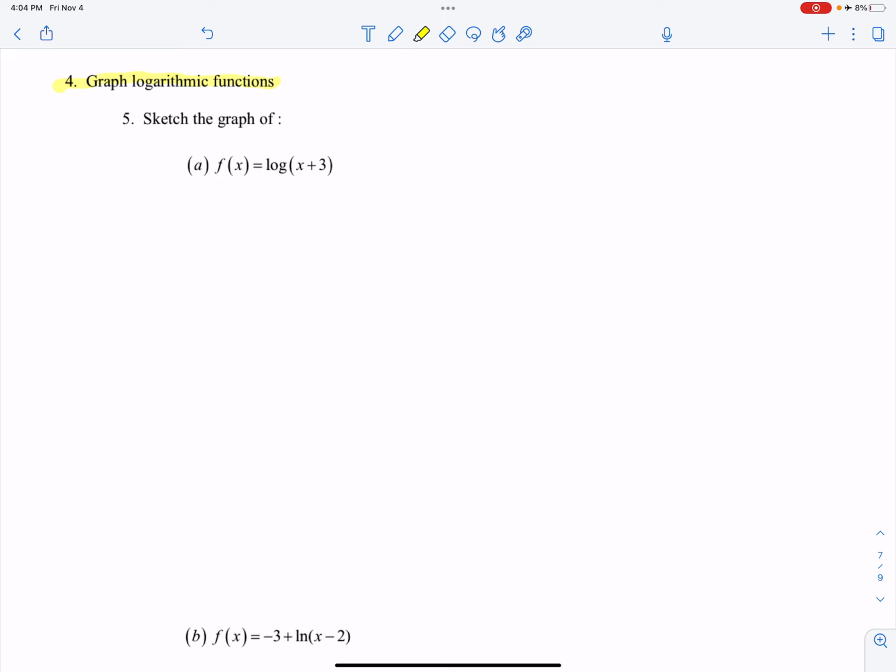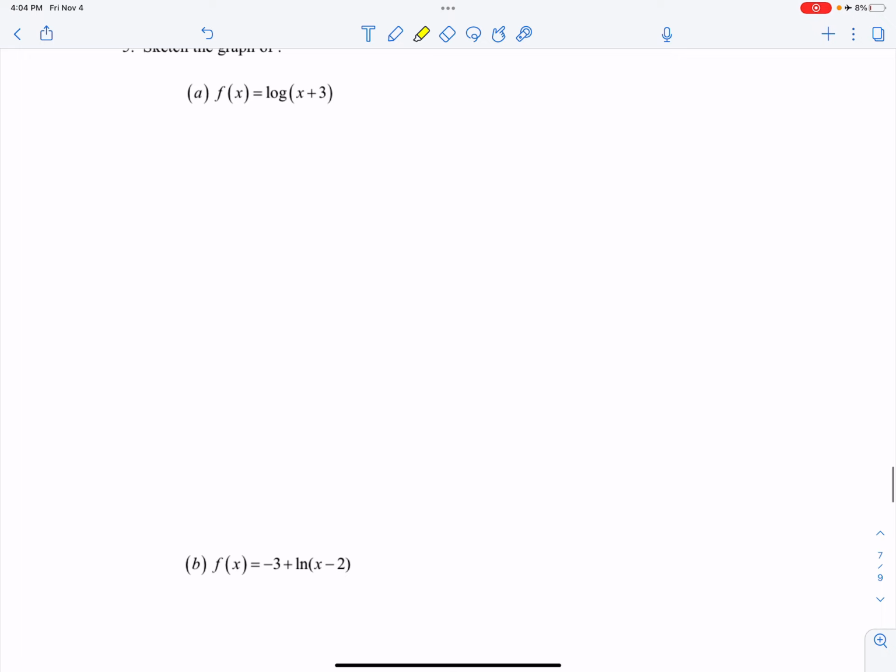Okay, our fourth objective, graph logarithmic functions. Sketch the graph, and we have 2 graphs here. The first one is f of x equals the log of (x plus 3). So how do we graph a logarithmic function? Well, the first thing we do is determine its domain. So what is the domain of the log of (x plus 3)?